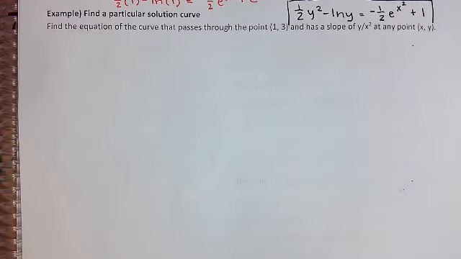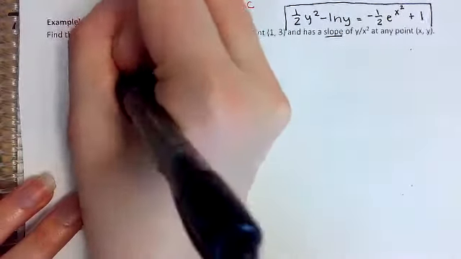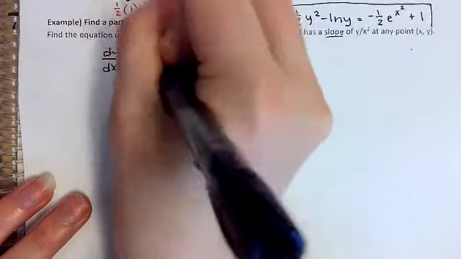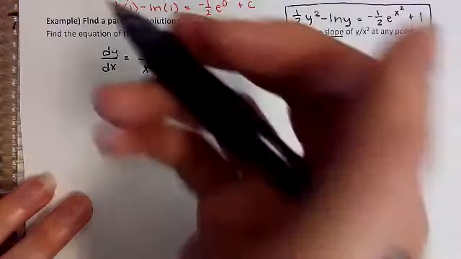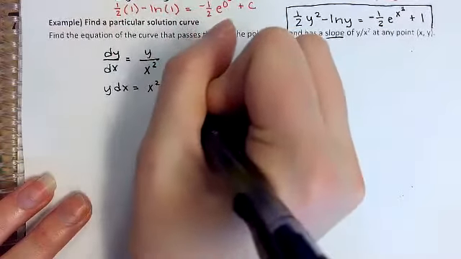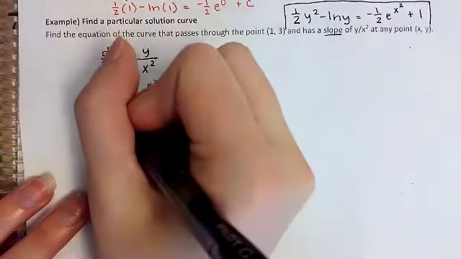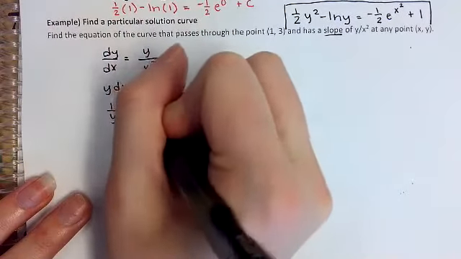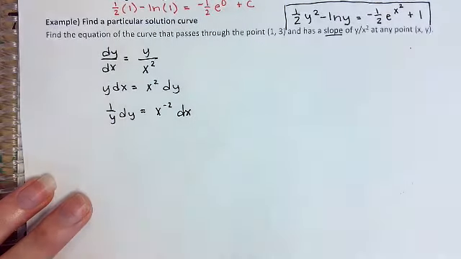Okay, the last one. We want to find the equation of a curve that passes through the point (1, 3) and has a slope of y over x squared at any point (x, y). What does slope mean? Derivative. So dy/dx is equal to y over x squared. Okay, if we cross multiply, we're going to get y dx equals x squared dy. Then divide over. Good. So I'm going to have 1 over y dy equals x to the negative 2 dx, or 1 over x squared.